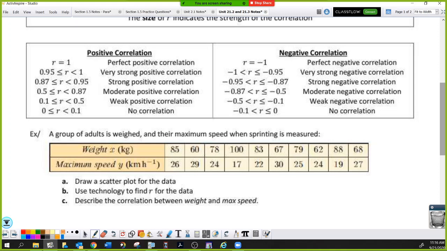And we use the exact same numbers, only negative, for the negative correlations. And again, you don't have to have these memorized. They will be given to you if you need them.